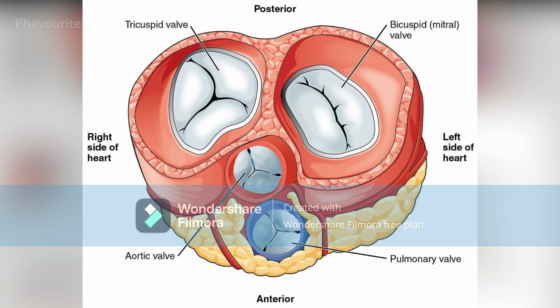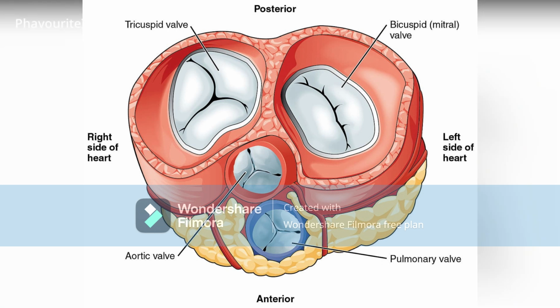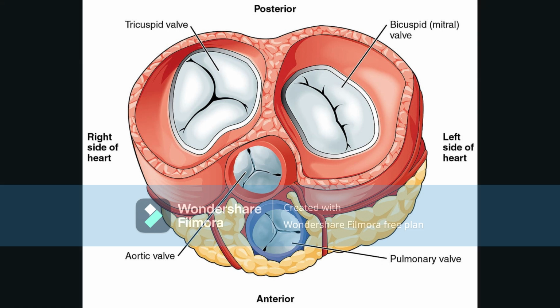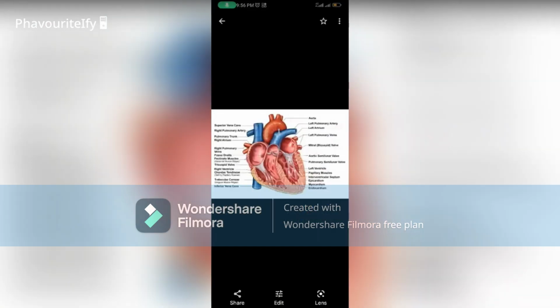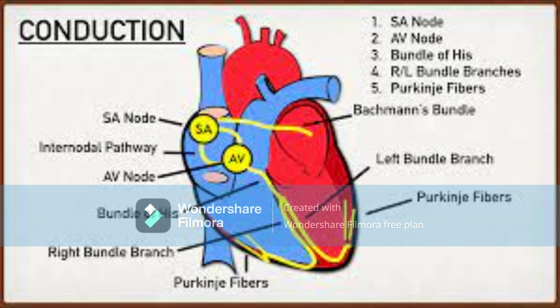Another thing I'll talk about now is the nodes of the heart. The heart has 2 nodes: the sinoatrial node, that is the SA node, and the atrioventricular node, that is the AV node. The sinoatrial node is known as the pacemaker of the heart. These pacemaker cells can generate electrical impulses, that is the action potential, and it's located in the upper wall of the right atrium. It's located at this part here.